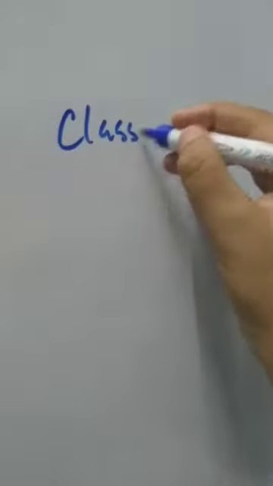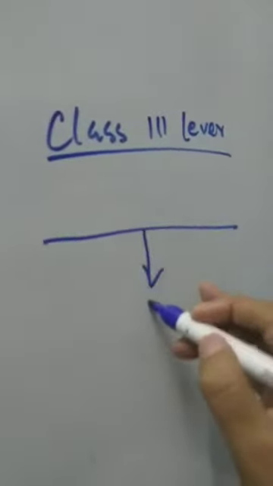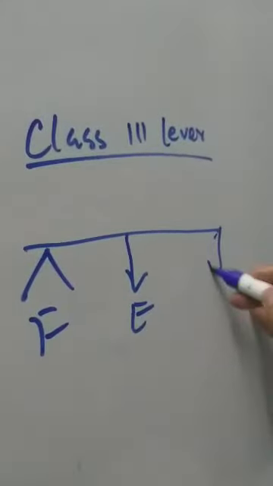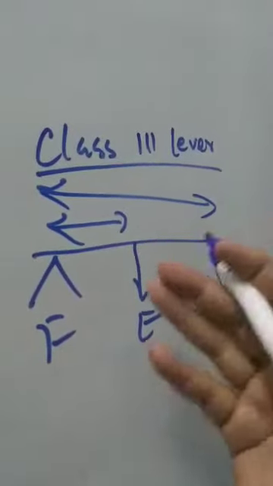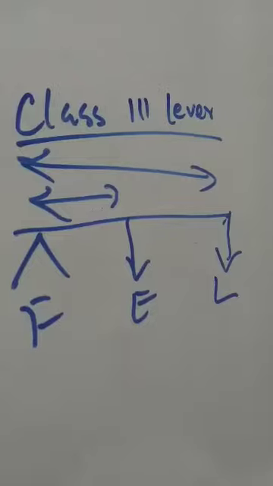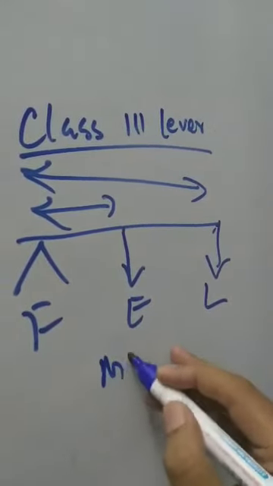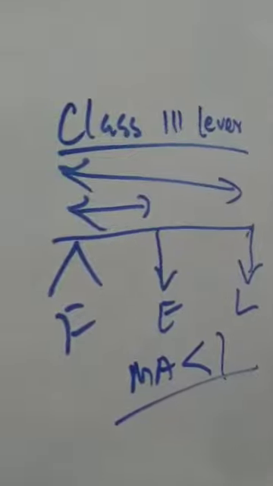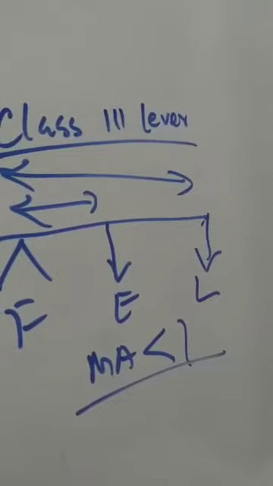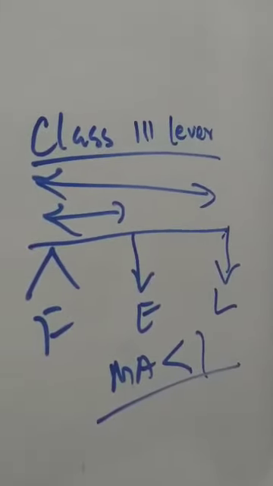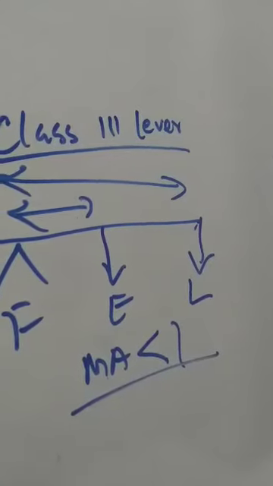Then class 3 lever. Class 3 levers are the levers where the effort lies between fulcrum and load. So what you get immediately, the effort arm will always be smaller than the load arm. Whatever be the position of effort, it will always be between fulcrum and load. So effort arm will always be less than the load arm. So mechanical advantage will always be less than 1, and it will always be used as speed multiplier. Examples are any types of tongs: fire tongs, sewer tongs, knife, foot treadle. These are the examples of class 3 levers.